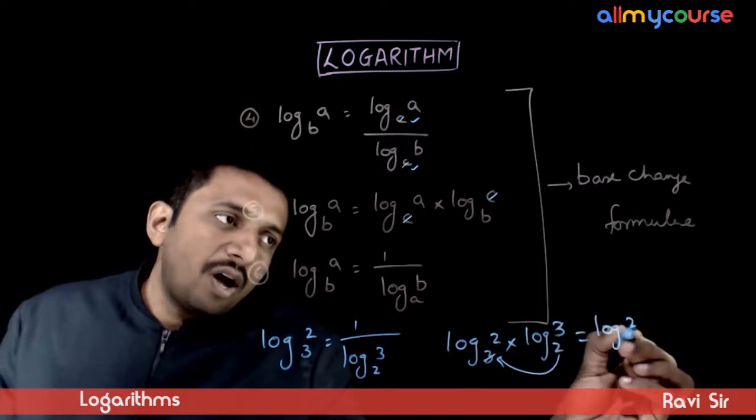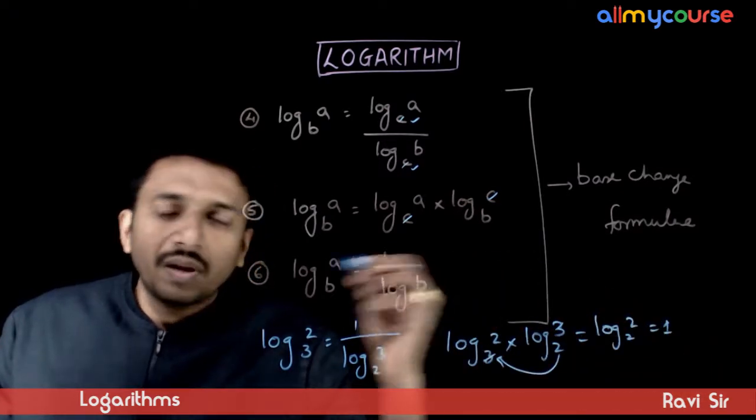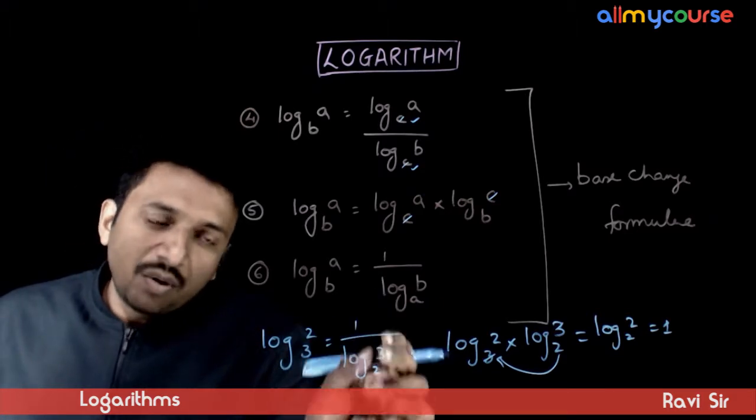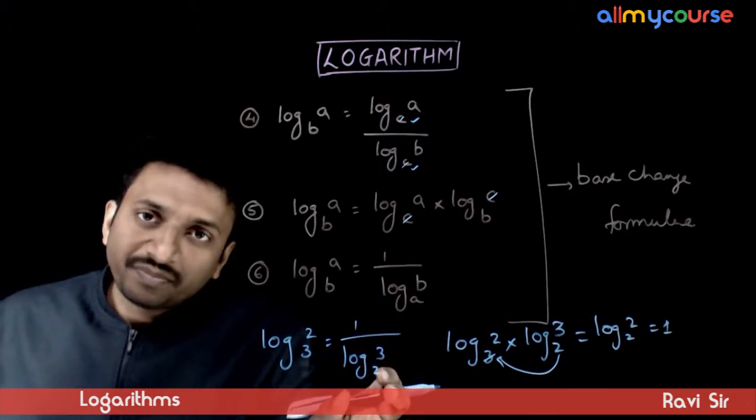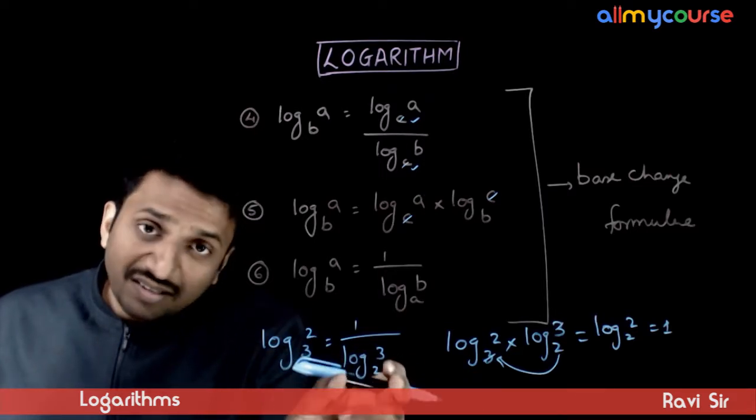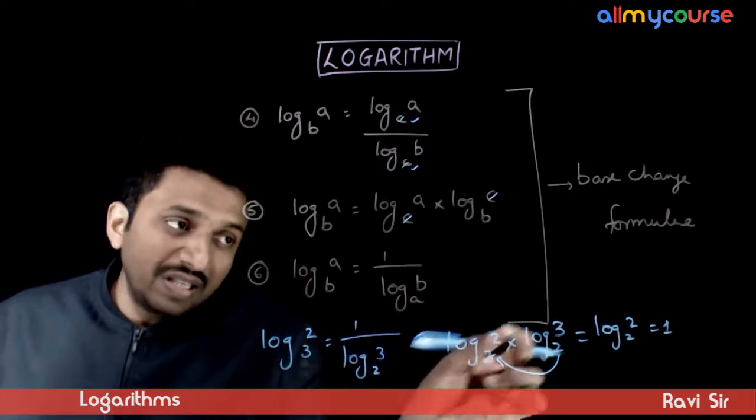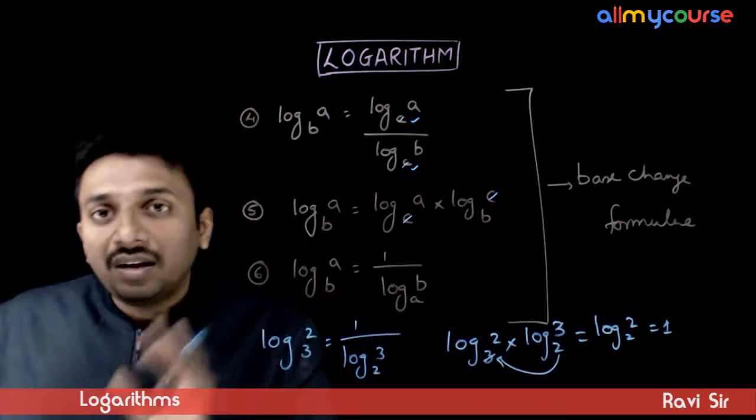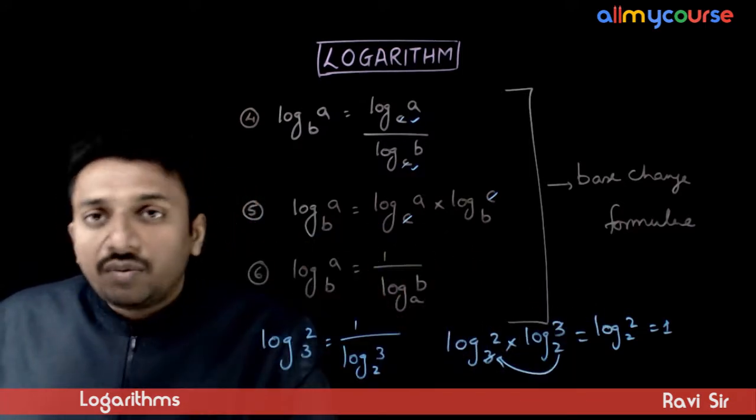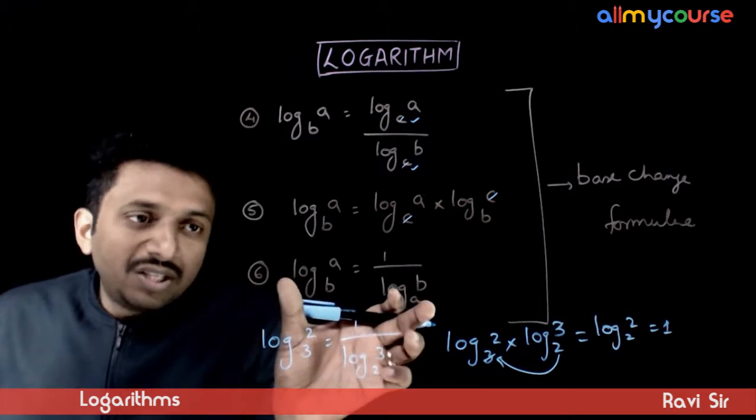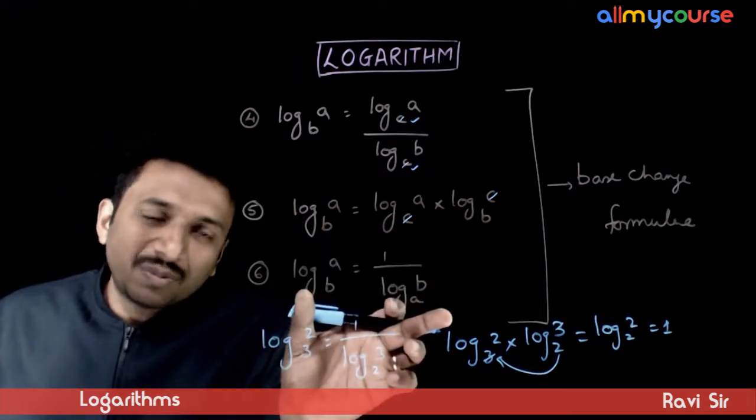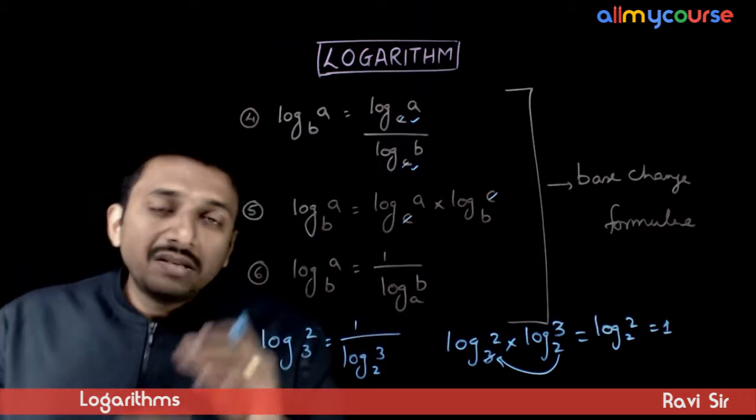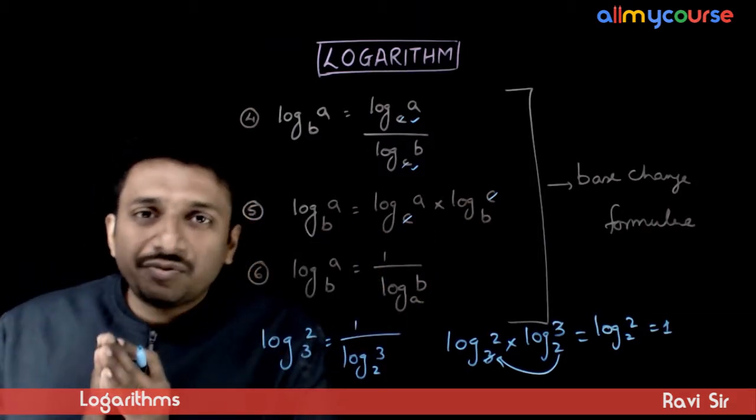It is the same as log 2 to the base 2, which is equal to 1. So log 2 to the base 3 is equal to 1 by log 3 to the base 2. So this can be done, and if you cross multiply this, log 2 to the base 3 into log 3 to the base 2, this 3 and 3 get cancelled, you get log 2 to the base 2, which is equal to 1. So effectively these two are similar. This property is a sub-property of this general property. So these three properties are called base change formulas.